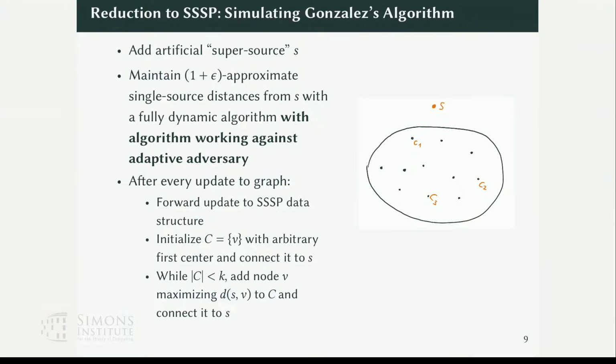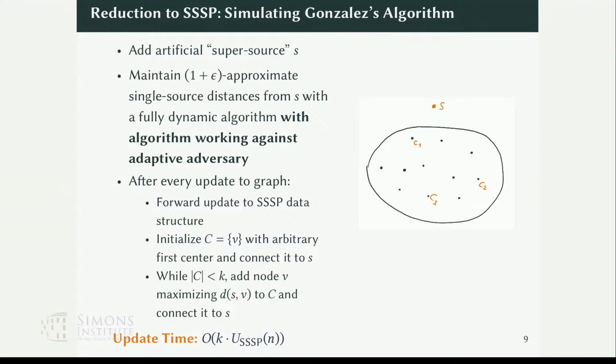And the important thing here is this is highly adaptive. The algorithm needs to work against that. Otherwise, this already doesn't work. Okay, so the update time, it's a reduction. It's O of k times whatever the update time for my approximate single source distances is. Okay, questions so far?